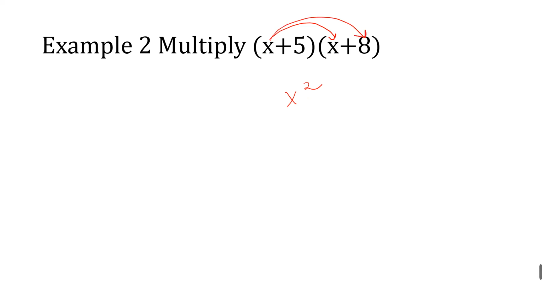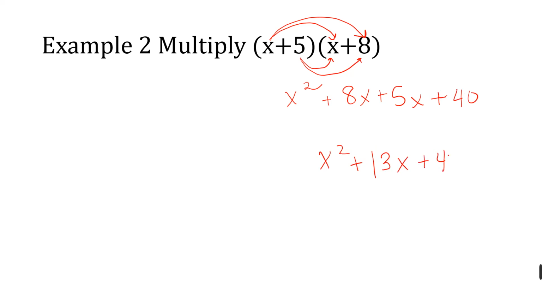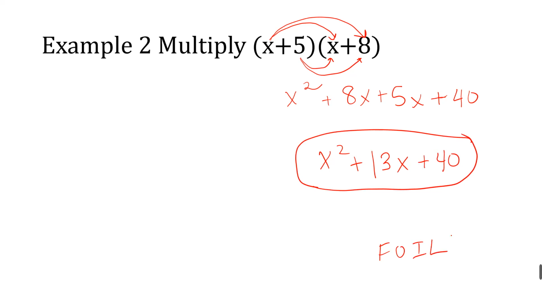X times 8, those would be our outer terms, would be 8x. Inner terms would be 5 times x. And our last terms, 5 times 8 is 40. So we combine like terms, 8x plus 5x is 13x. That doesn't really look like a 13. There we go. Plus 40. Okay? And remember, we're foiling each and every time. FOIL. First, outer, inner, last.